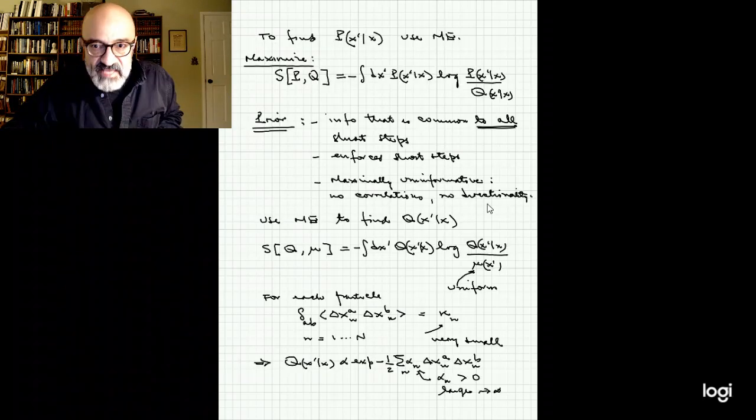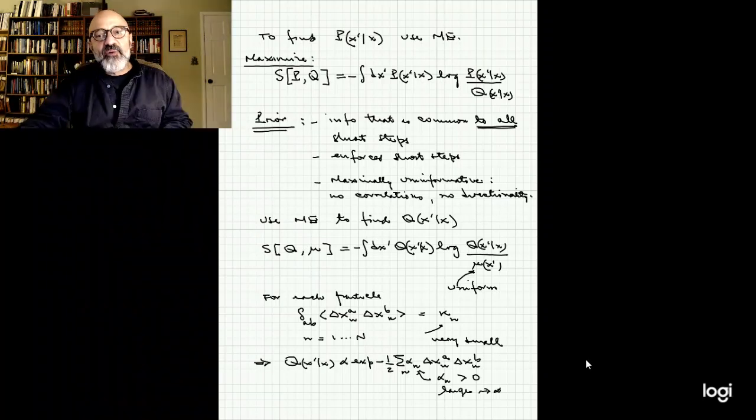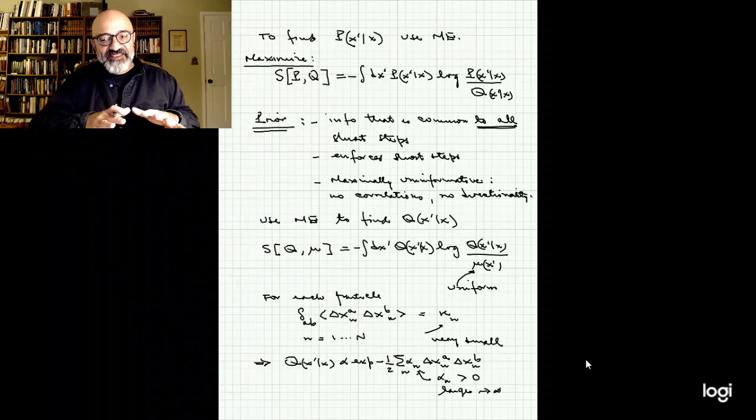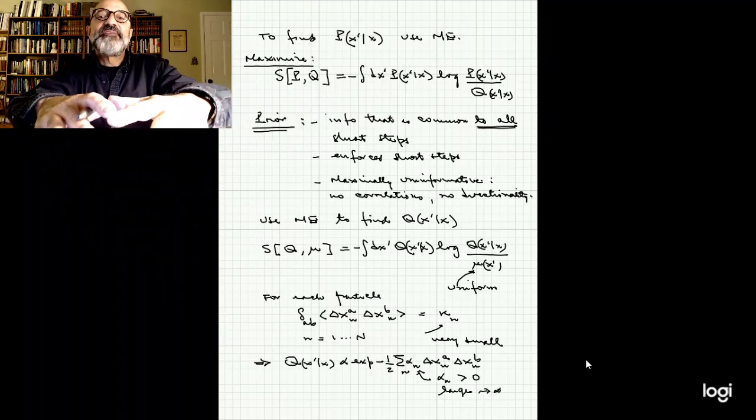We just said here that the prior was designed to introduce no correlations and no directionality. Well, one of the things we want to introduce into a problem is the idea that sometimes particles move in one direction, right?